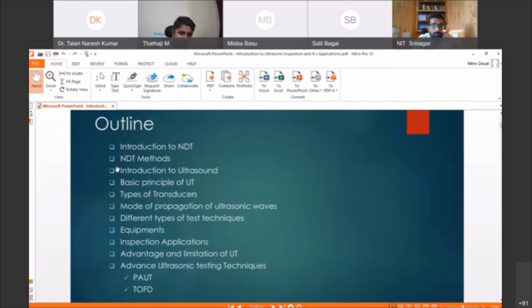So we'll see the real-time applications in ultrasonic testing. What are the real-time applications? How will this ultrasonic testing be helpful? And finally, advantages and limitations. And at the end, we'll see the advanced techniques like phased array ultrasonic testing and time of flight diffraction.